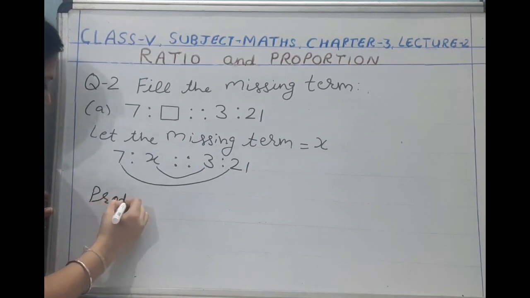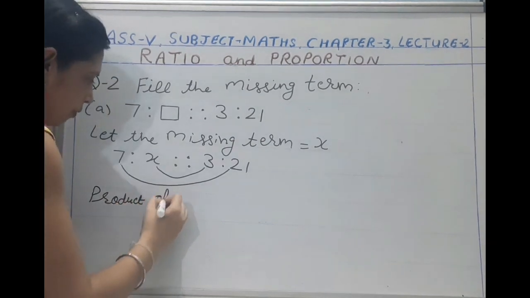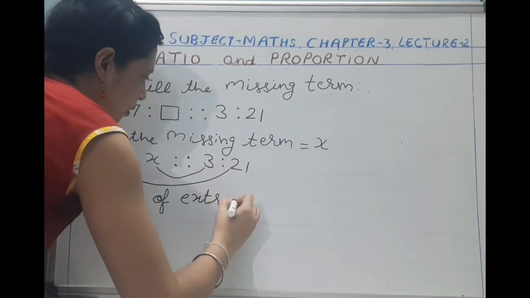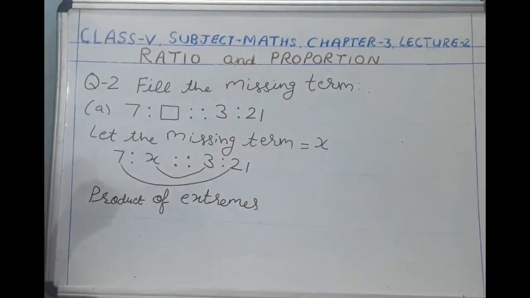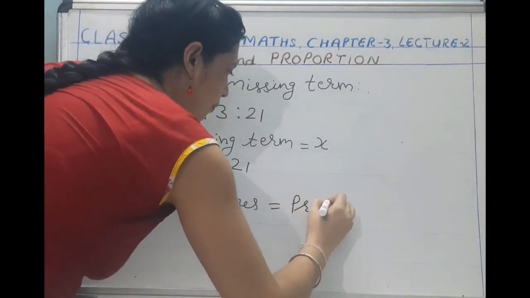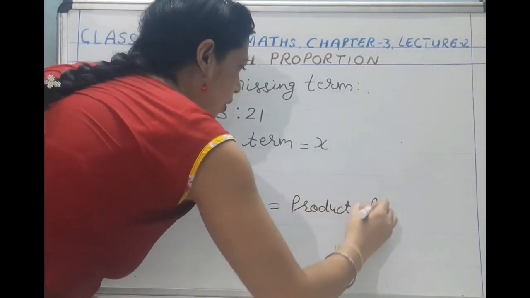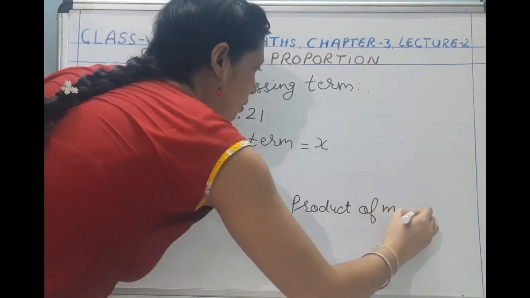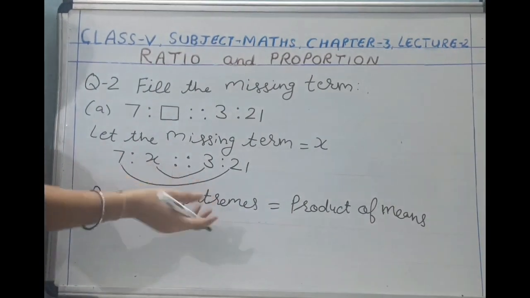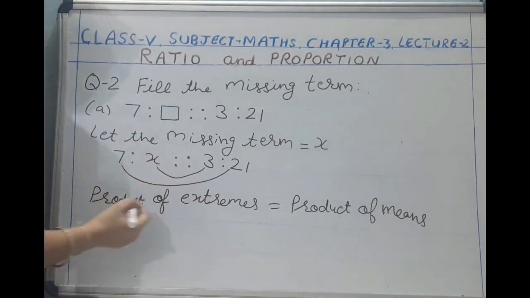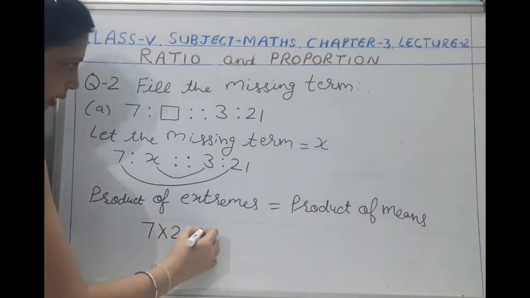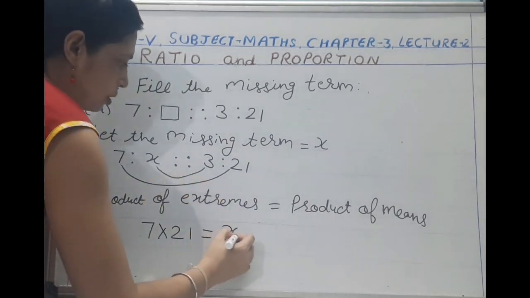Product of extremes is equal to product of means. Have you understood why we have written it like this? Because these are in proportion. So product of extremes, 7 into 21, is equal to x into 3.